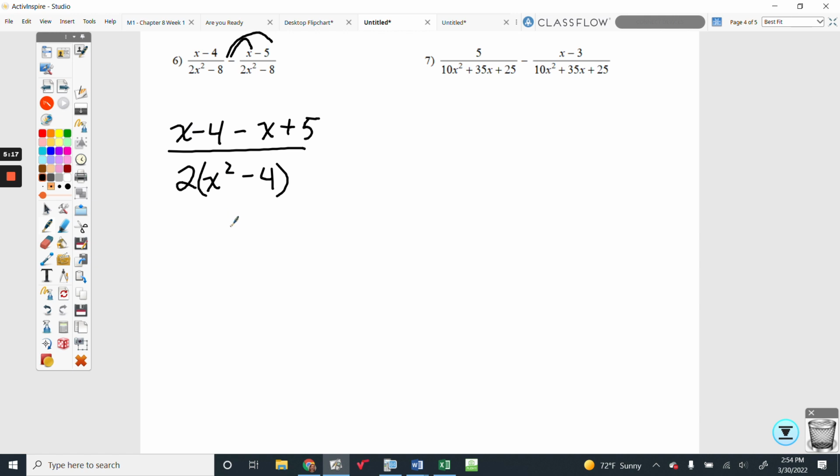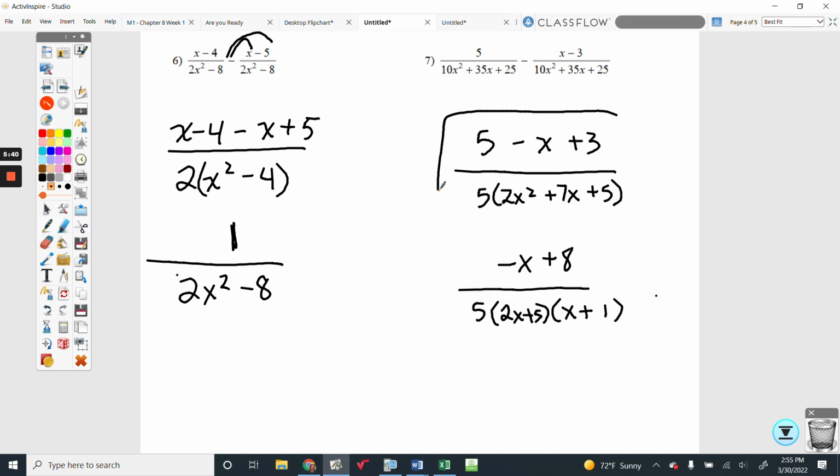We end up with 1 in this numerator because x take away x is 0, and negative 4 plus 5 is 1, and 2x squared minus 8. No reason to factor because I'm finished. So try it with number 5. Go ahead and find the answer. Again, I'll ask for the numerator in one box and the denominator in the other. Go ahead and see what you come up with.